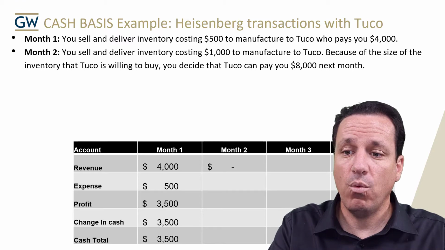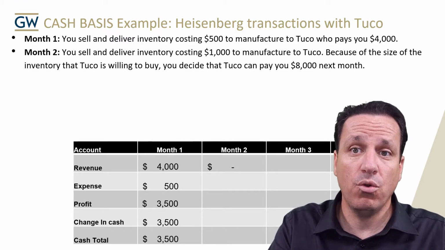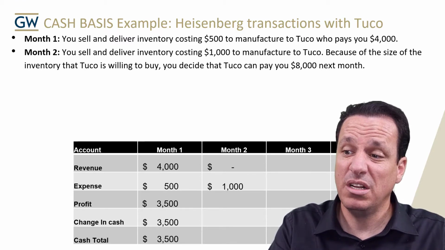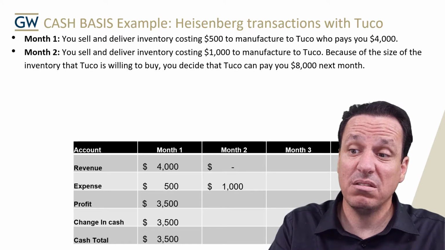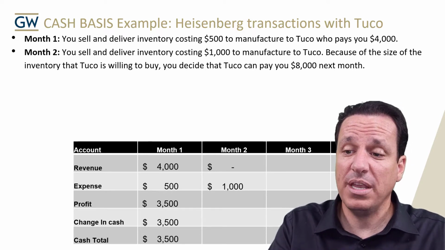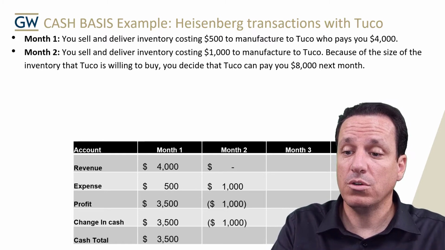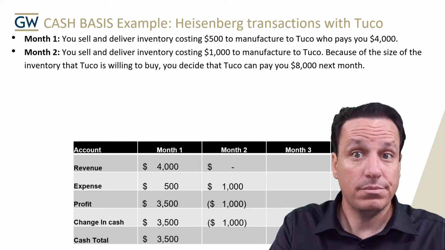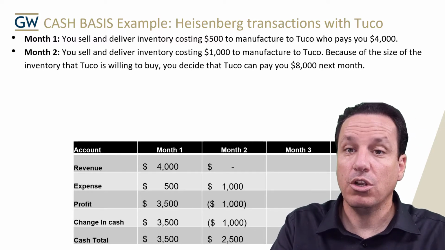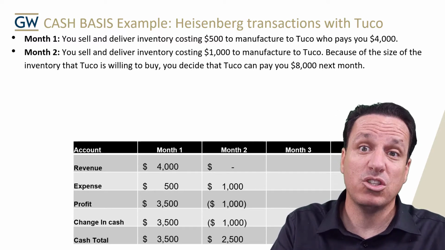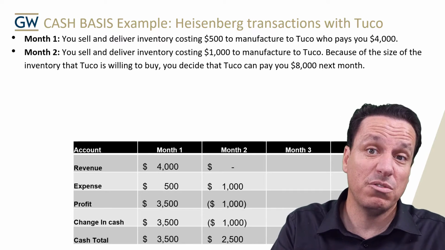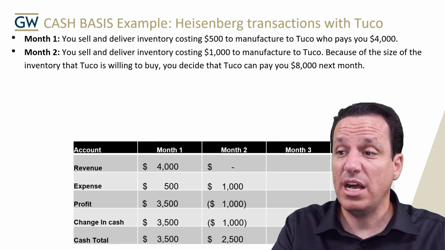So how do we account for that? Well, we don't have any revenue. We wouldn't count any revenue on the cash basis because we didn't get any cash. But we would count the expense. We have an outflow of $1,000 and we don't have any revenue coming in. So the profit is negative. It's a deficit of $1,000. The change in cash, down $1,000. And your cash total is now $2,500. That's the running balance. So you had $3,500 from the month before. It goes down to $2,500 there.